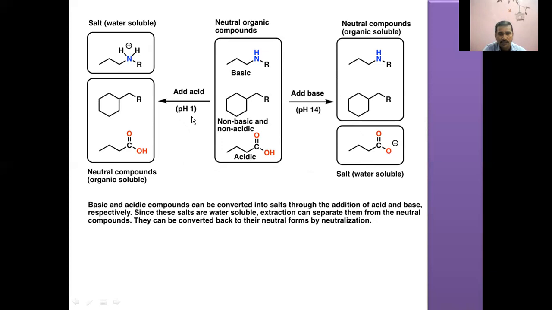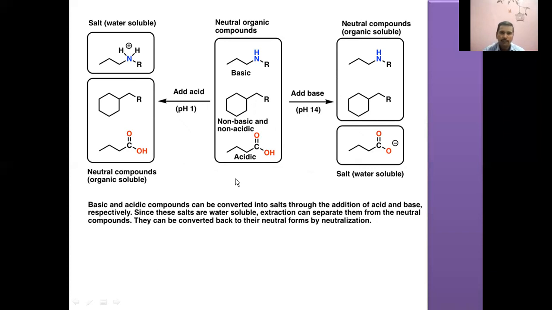If you add acid, say you lower the pH to 1, bases will be protonated and they are separated from the neutral and acidic compounds. Here basic and neutral compounds have been separated from the acidic compound after the addition of base. If you add acid to the separating funnel and extract, the base will be protonated and it is separated from the neutral and acidic compounds.